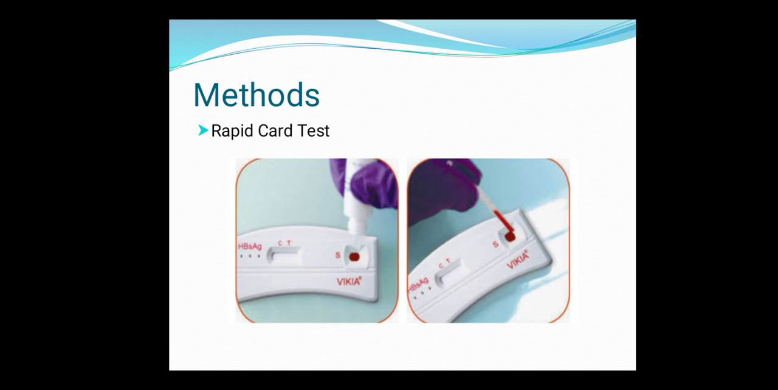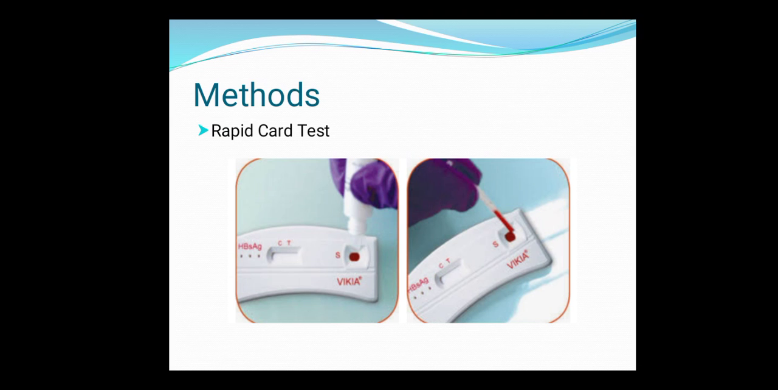Now you have to hold the dropper vertically and transfer 3 drops of serum or plasma to the specimen well of the test device, and start the timer immediately. Now you have to wait for the color line to appear, and then the result should be read after 15 minutes. The result should not be read after 15 minutes because again it might give a false positive result.